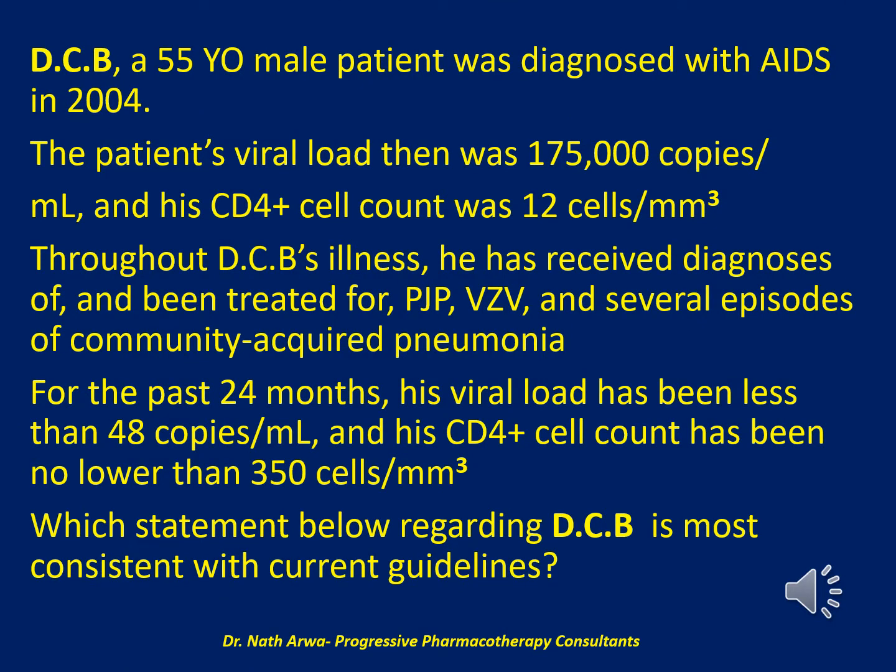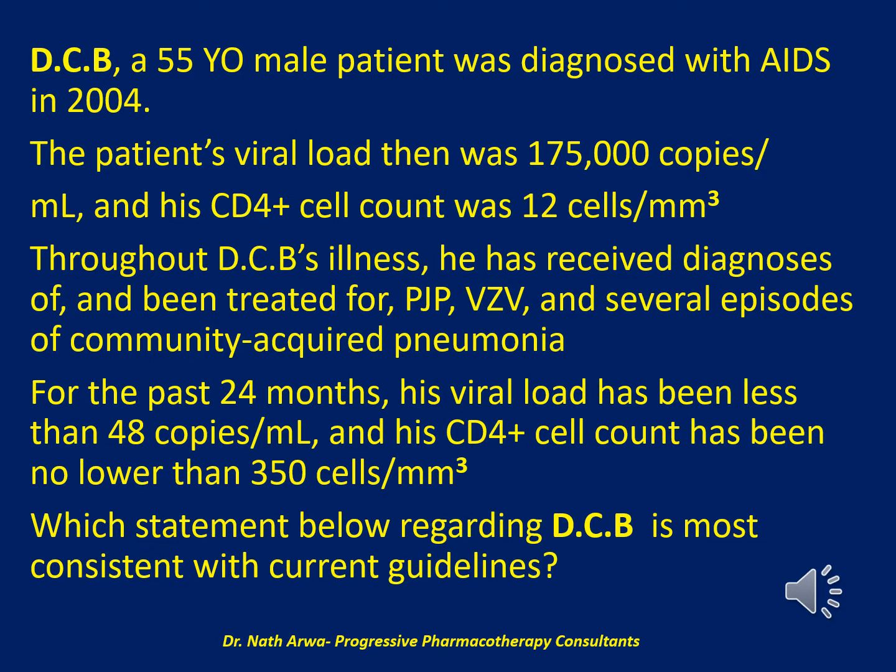And the next question reads, DCB, a 55-year-old male patient, was diagnosed with AIDS in 2004. The patient's viral load then was 175,000 copies per milliliter, and his CD4+ cell count was 12 cells per millimeter cubed. Throughout DCB's illness, he has received diagnoses of, and been treated for, PJP, VZV, and several episodes of community-acquired pneumonia. For the past 24 months, his viral load has been less than 48 copies per milliliter, and his CD4+ cell count has been no lower than 350 cells per millimeter cubed.